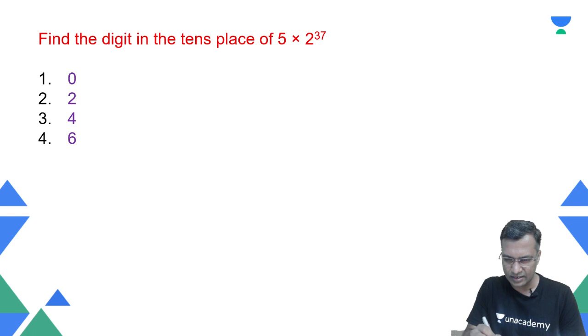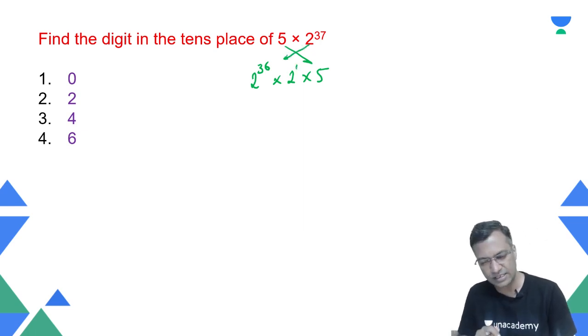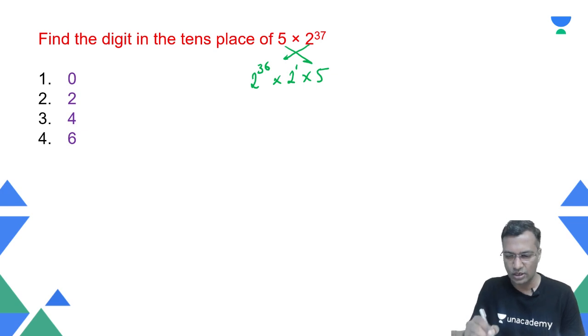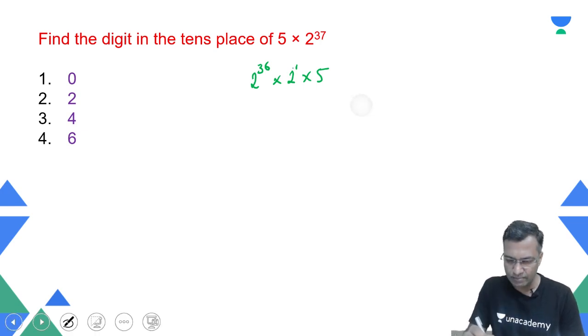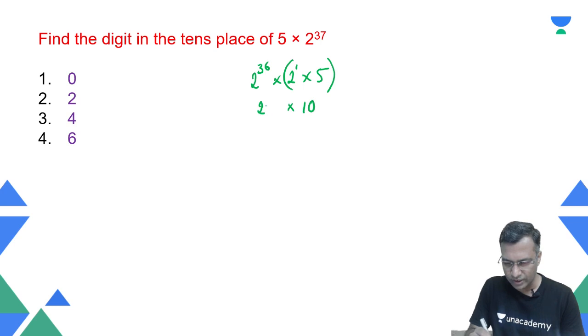Here I will rewrite this as 2 raised to power 36, another 2, and 5. I only rewrote this in this fashion. This 5 I wrote as it is. 3 raised to power 27, I have split as 3 raised to power 26 into 2 raised to power 1. So 2 raised to power 36 and 2 raised to power 1. I just split this part there. Fine. So what does it mean to us? I multiply these two. 5 into 2 is nothing but 10. So then I have 2 raised to power 36.